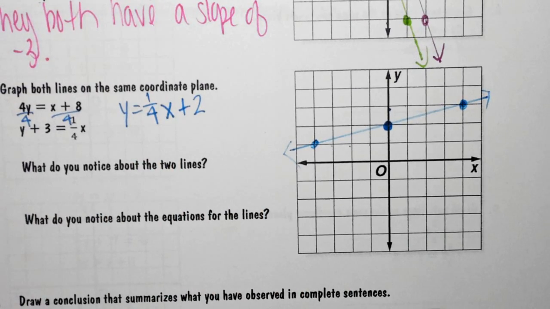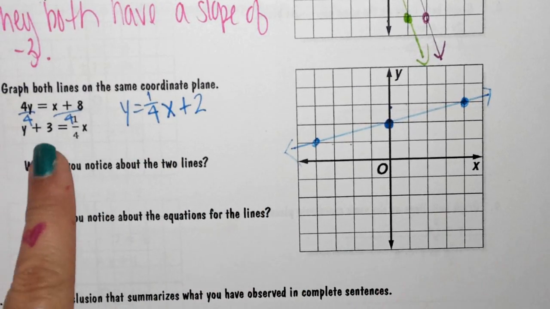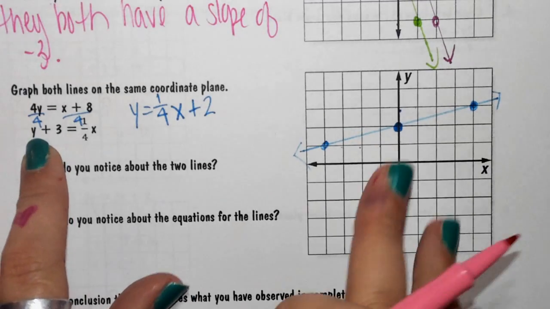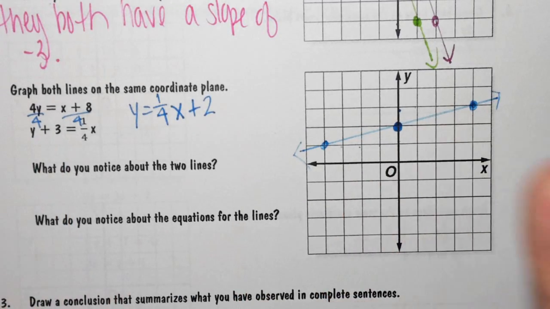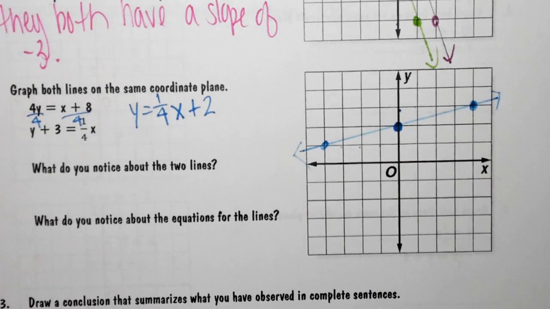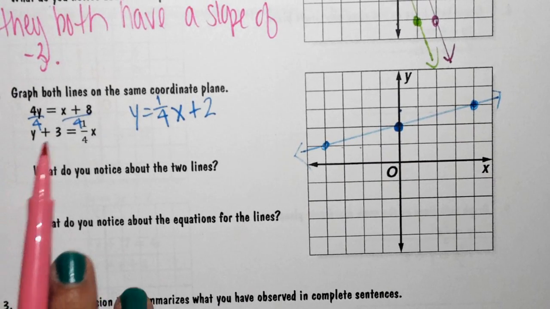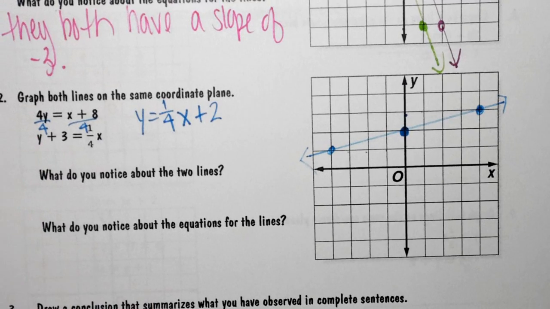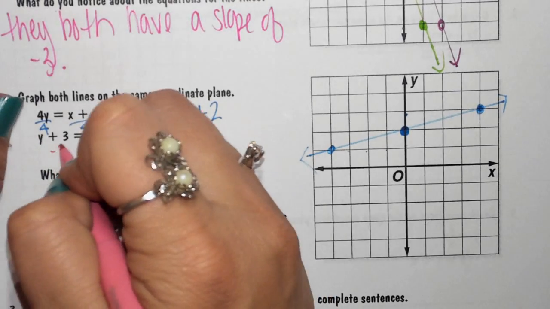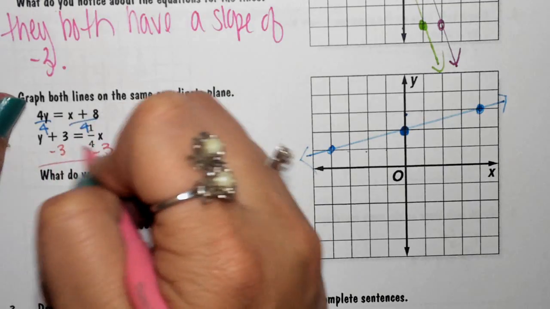Alright, now we have to graph both lines. So let's look at this guy. Is everybody ready before I go any further? Yes. Now for this guy, we need to get y by itself. How would we get y by itself? Subtract 3. Very good. Take a point.